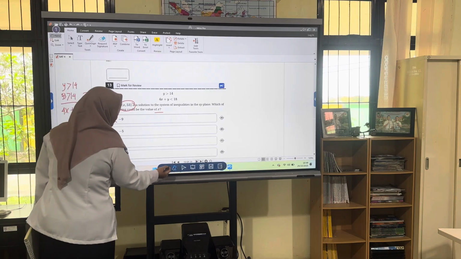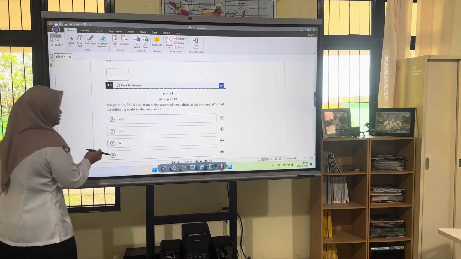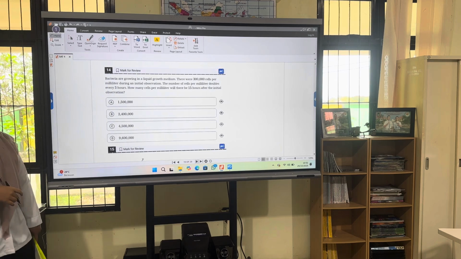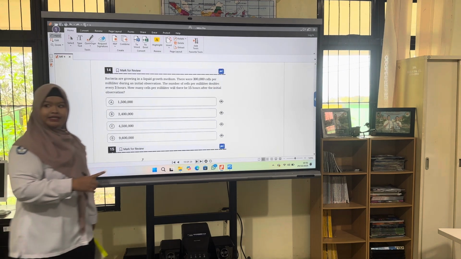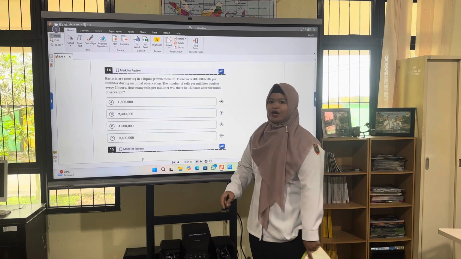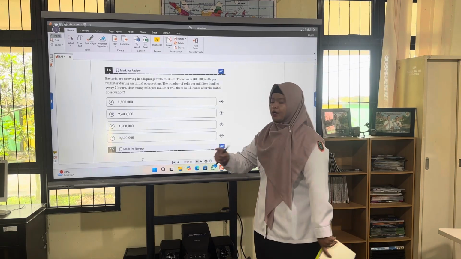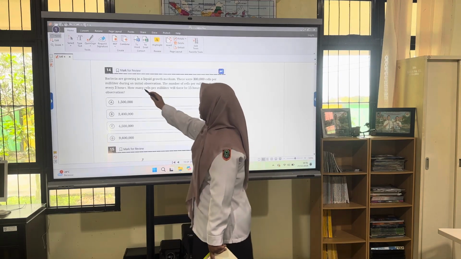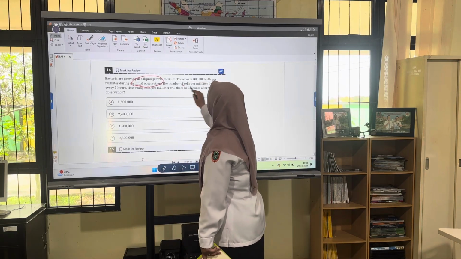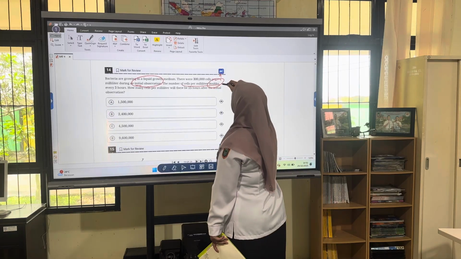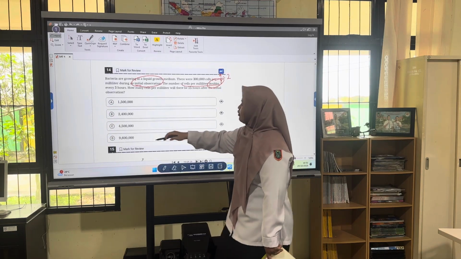Okay, now we will continue to the next number. The next number is an explanation about bacteria growing in liquid growth medium. There were 300,000 cells per millimeter during the initial observation. Initial means the beginning. The number of cells per millimeter doubles. Double is the ratio, showing the ratio is equal to 2. They said every 3 hours.